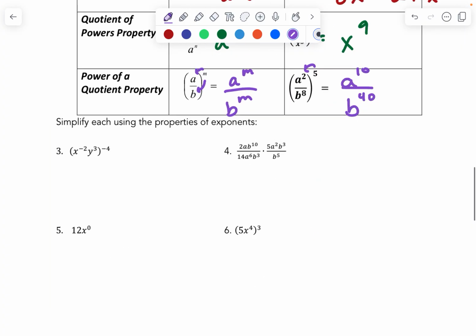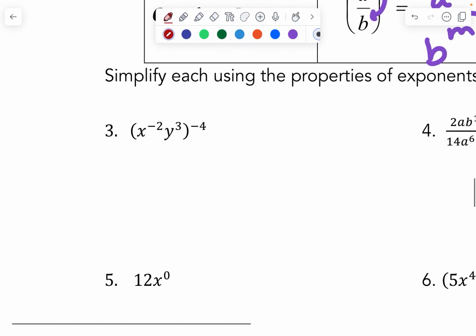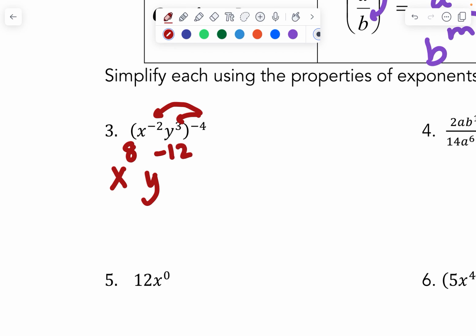Okay, so then there's some examples. So these are all different, right? But this one would mean multiply. So this would be -2 times -4 is +8. 3 times -4 is -12.